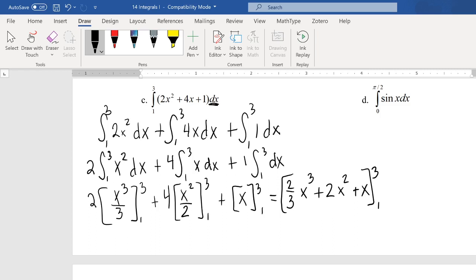So then I plug in. So this would be 2/3 times 3 cubed plus, plug in 3 into this next piece, so that'd be 2 times 3 squared plus 3. Now it's important that we do minus and plug in the lower bound. But I'm going to put a set of parentheses here because I want to make sure that I get minus the entire thing. So 2/3, and now I plug 1 in everywhere.